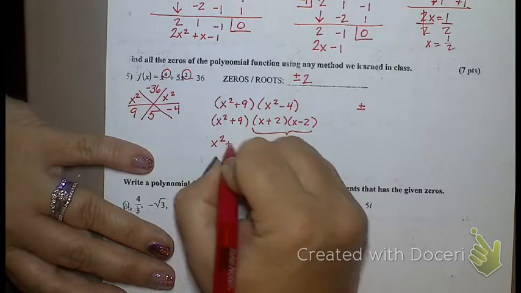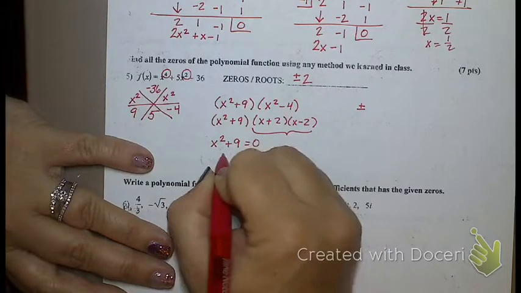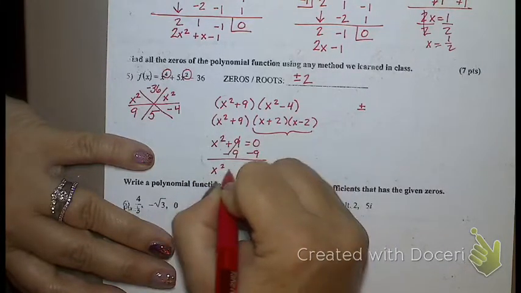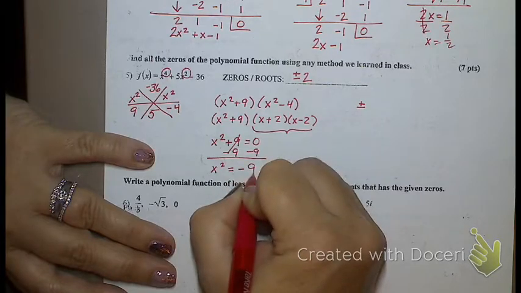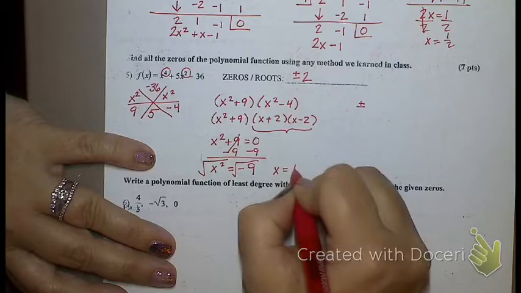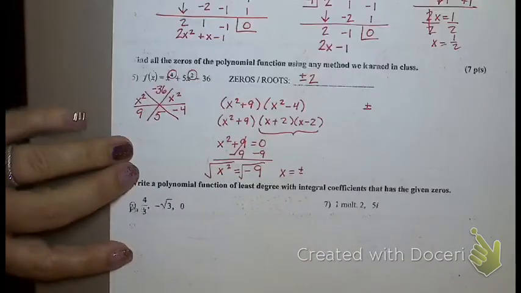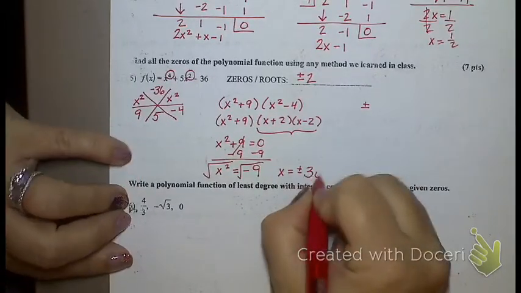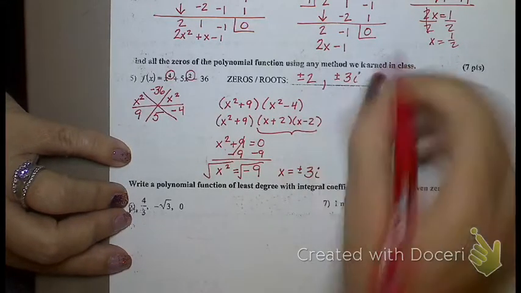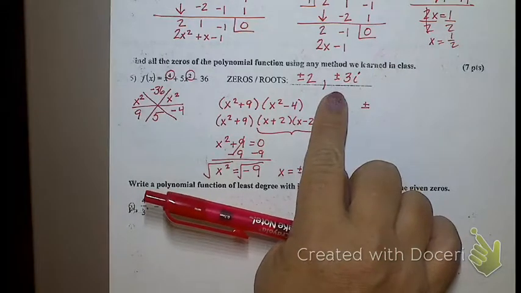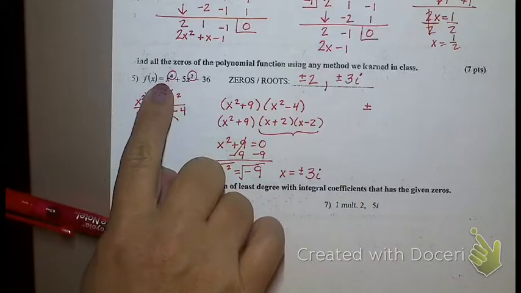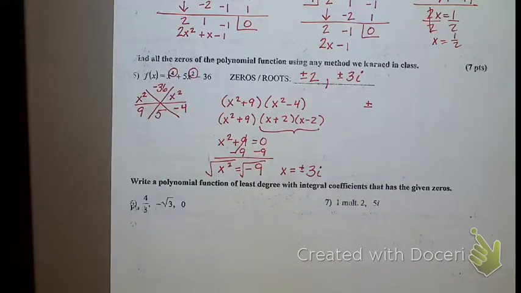Let's see this other one. X squared plus 9, if I set that equal to 0, I would subtract 9. X squared is equal to negative 9. Square rooting both sides, x equals plus and minus what? What's the square root of negative 9? 3i. So positive and negative 2, positive and negative 3i. How many roots is that? 1, 2, 3, 4. And that matches up with the degree. Any questions on that one?